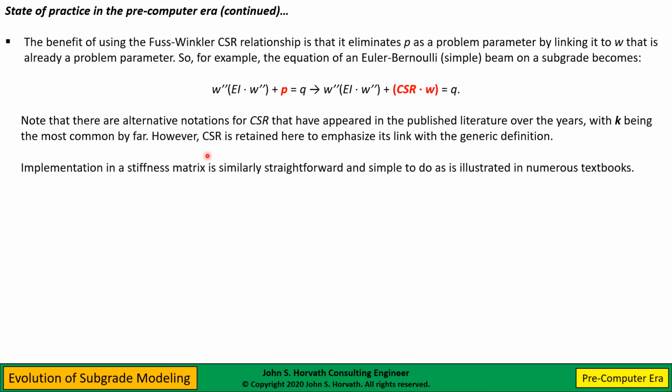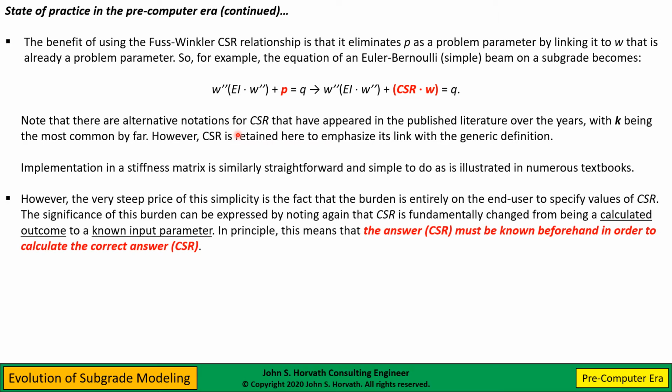I'm not going to illustrate the implementation of this in a stiffness matrix. It's in just about every textbook you can find. However, the point I do want to emphasize is that the steep price that we pay for this analytical simplicity, being able to go from this to this and get rid of subgrade reaction as an explicit problem parameter, is that if you step back and think about it, what it means is that you need to know the answer, the coefficient of subgrade reaction beforehand, in order to calculate the correct answer, the coefficient of subgrade reaction.